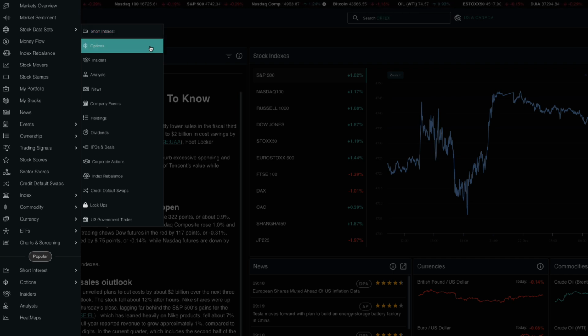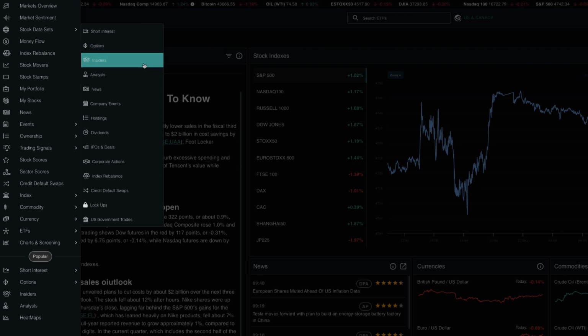Options data. ORTEX consumes vast daily options data in a timely manner and combines it so our users can understand unusual options activity, sentiment, and put-to-call ratio and flow. This can prove useful as a predictive tool for future share price movements.